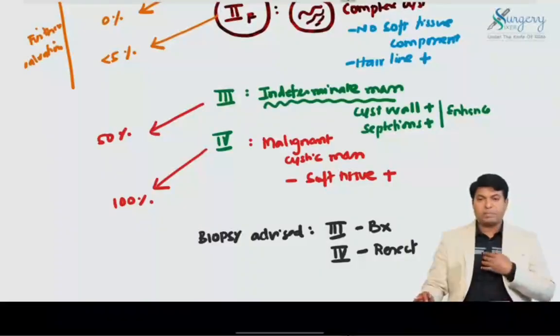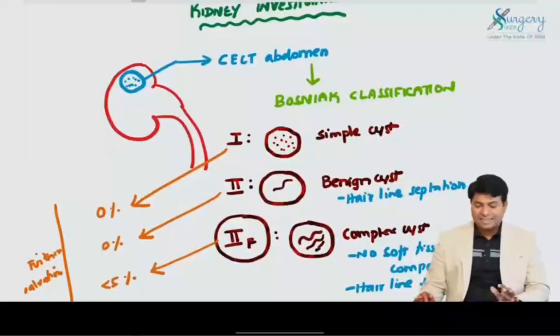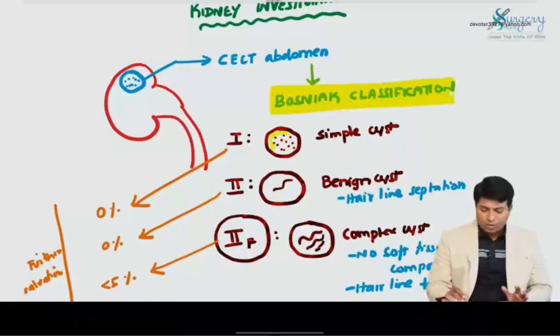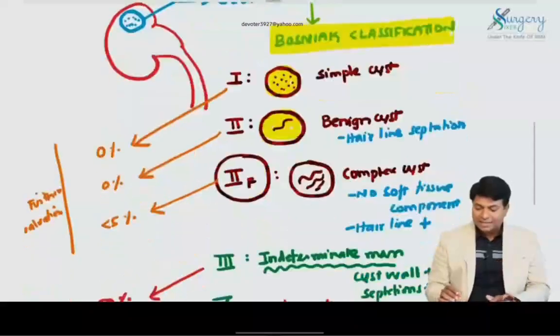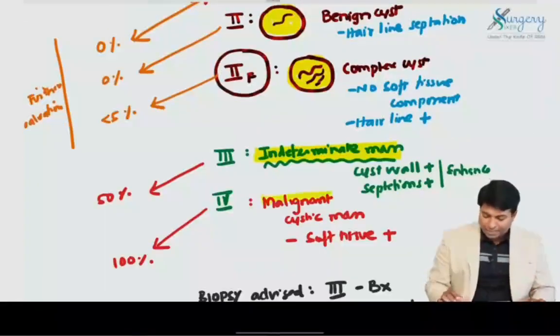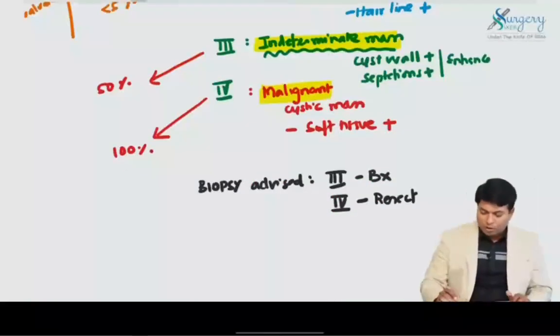So what are the points you must remember for your exams? In case of kidney cyst, the CT scan classification is known as Bosniak classification. Please don't forget Bosniak classification. It is there in Bailey and Love. 1 is a simple cyst, 2 is a hairline containing benign cyst, 2F is a complex cyst, 3 is an indeterminate mass with 50% malignancy. 4 is a malignant cyst, having soft tissue components. 4 must be resected. 3 must be biopsied.